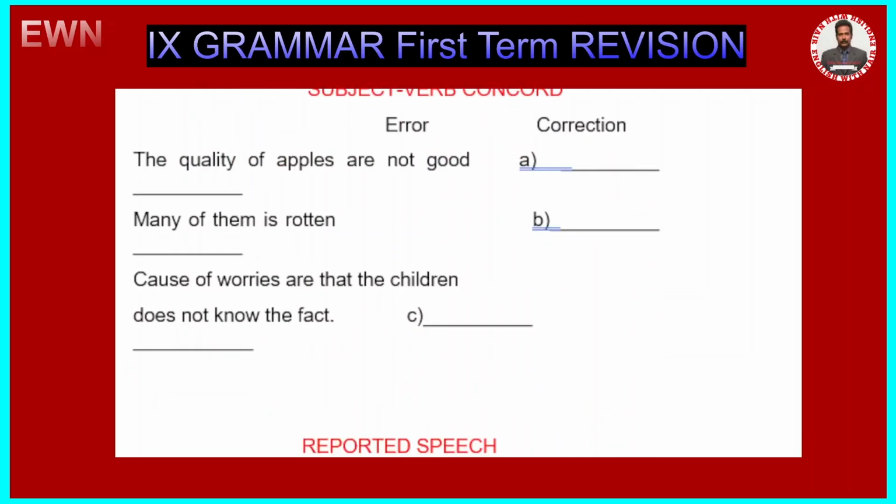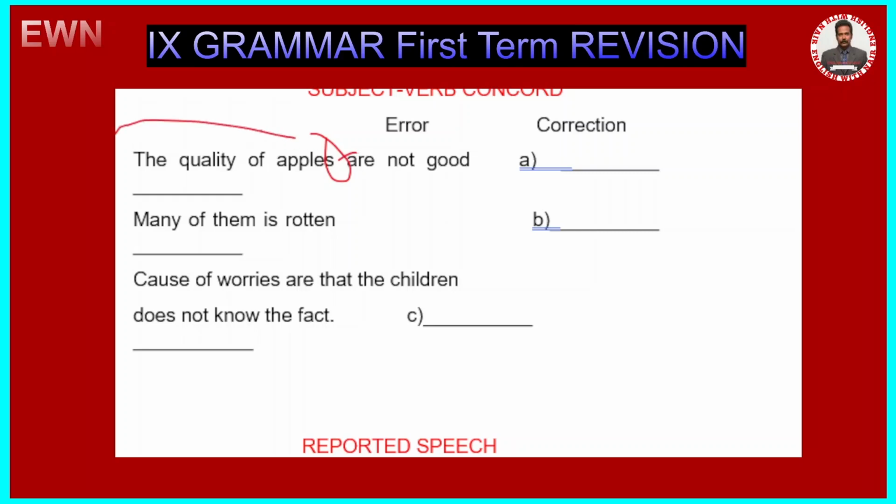Then subject verb concord. Here we have to see the subject and what verb will apply to it. Verbs may change according to the subject. The quality of apples are not good. Here it's not apples. You should not see the nearest word. It's called error of proximity. Instead of seeing apples, we have to see the concept.